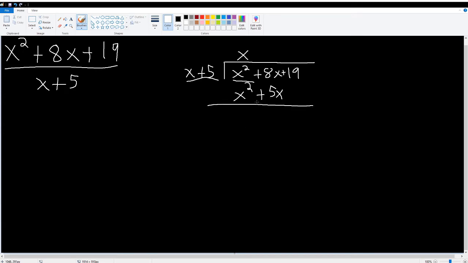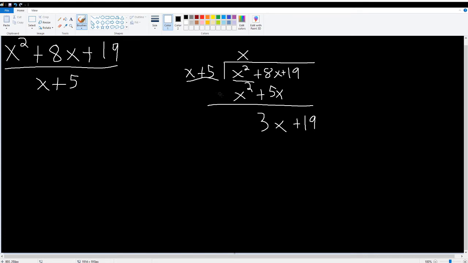So now we just subtract, just like we would in the original problem we saw. We multiply by some number, get it close to this guy, and then subtract. So x squared minus x squared is 0. 8x minus 5x is 3x. 19 minus 0 is just 19, so I do plus 19.